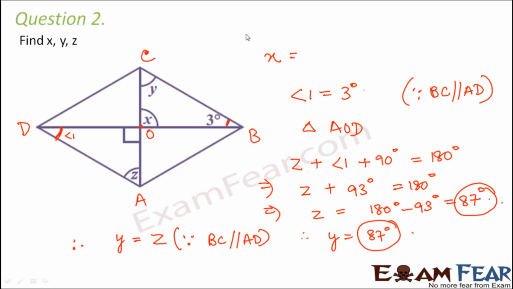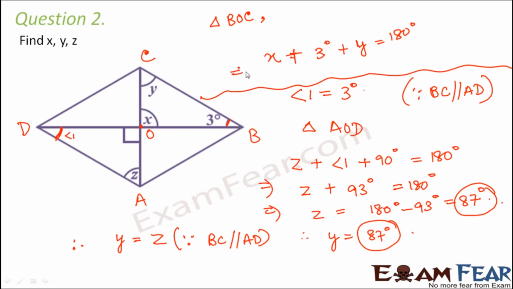So we have to calculate the value of X. To find X, let us go to triangle BOC. In triangle BOC, X plus 3 degrees plus Y is equal to 180 degrees. Therefore, X plus 3 degrees plus 87 degrees is equal to 180 degrees. Therefore, X is equal to 180 minus 90, which is equal to 90 degrees. So this is how we could find the value of X, Y and Z.